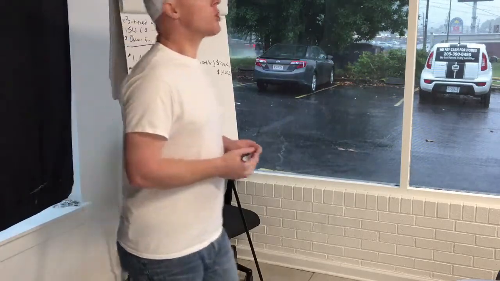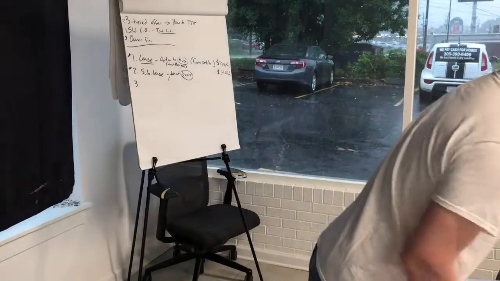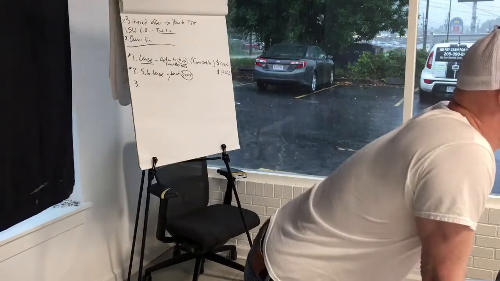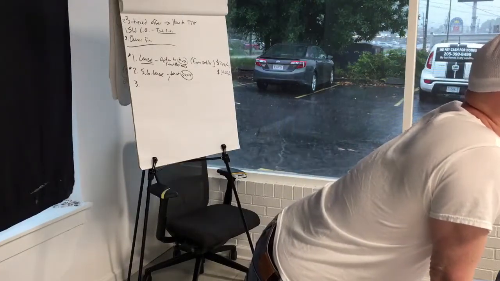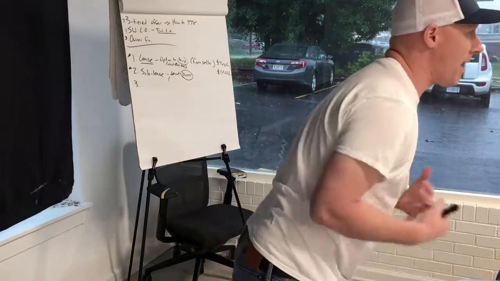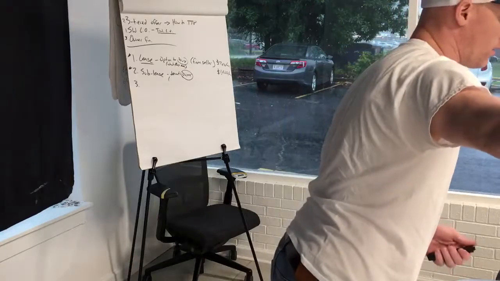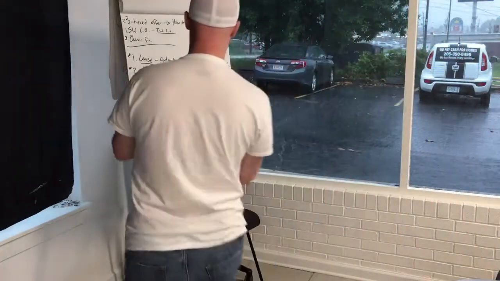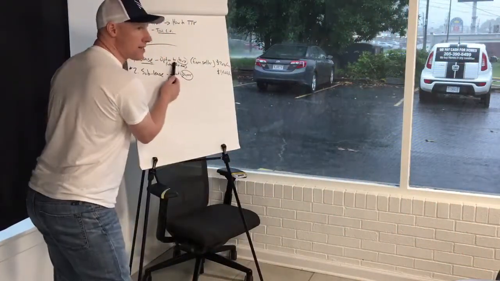So let's just pretend that the house is worth $100,000 and they owe 80. But my cash offer, because it needs a little bit of work, is going to be 60. I can't buy it for 60 because they can't accept that offer. They owe 80. So I'm going to buy it for what they owe, which is 80.